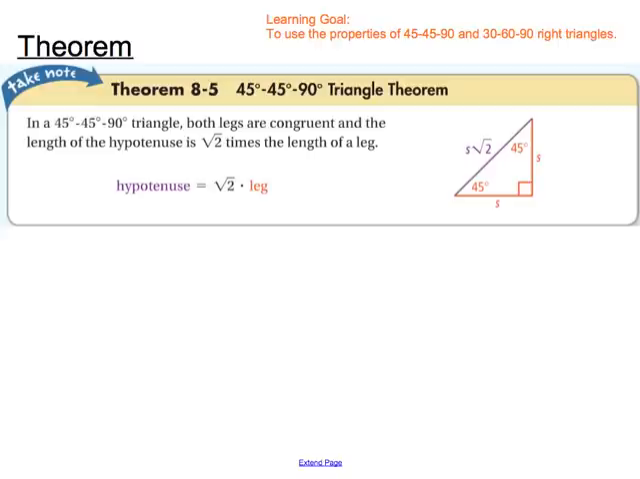A very important formula here says that the hypotenuse equals the square root of 2 times the length of a leg. In this case, since this is a 45-45-90 right triangle, we know that this triangle is also isosceles. So here we have two legs that are of the same length. It doesn't matter which leg you use in this formula, you end up with the same result.